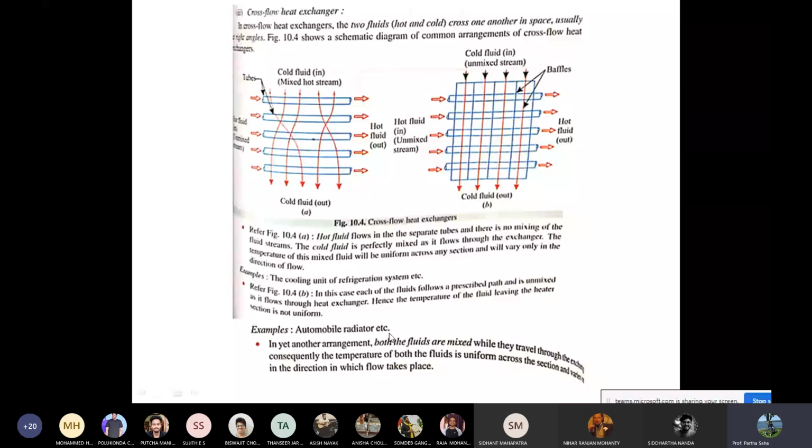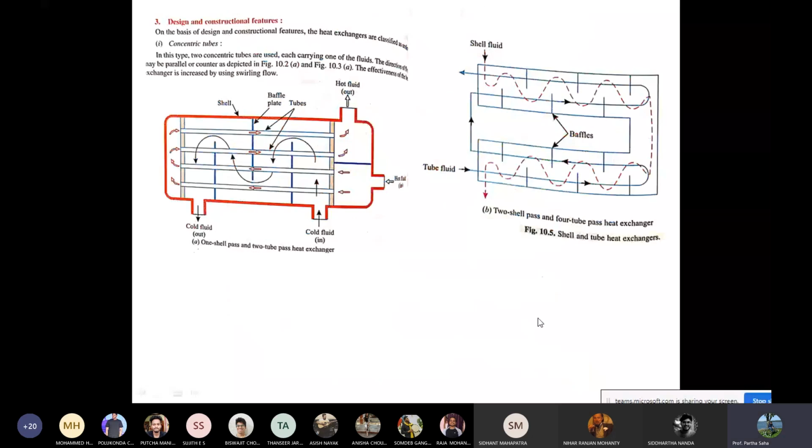Mobile radiators, and the first example was the refrigeration system. So let's look into another type of heat exchanger.